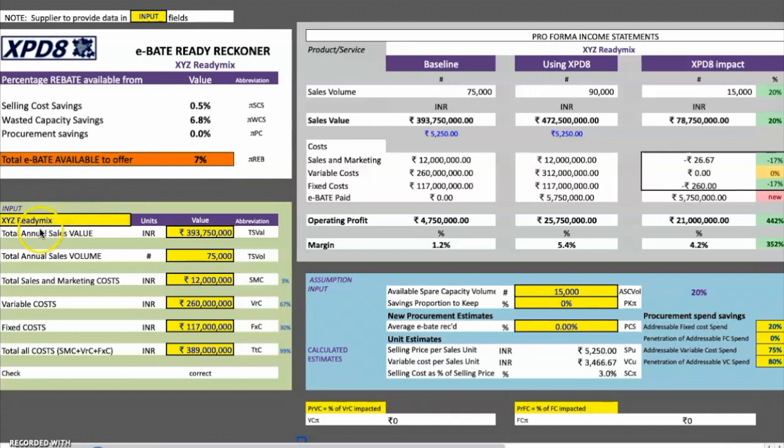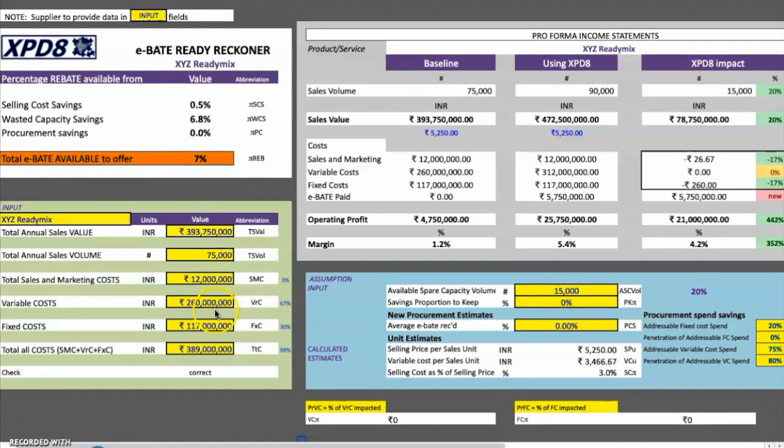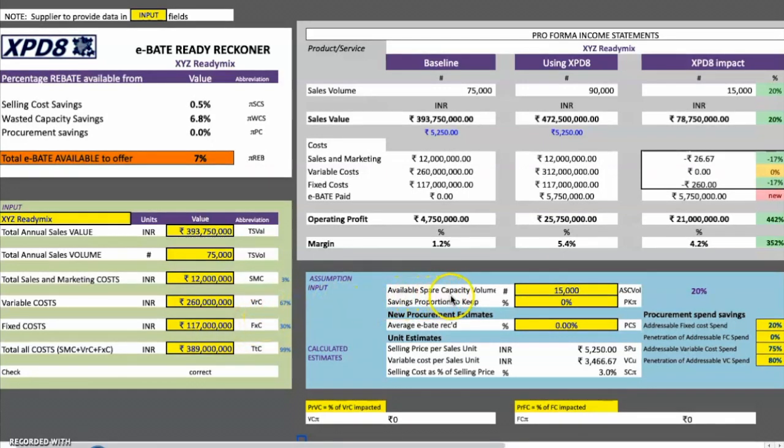It is assessing what eBate it can afford to offer over a 12-month period. It fills in the yellow input boxes to simulate what a potential eBate offer could look like. It simply inputs data on its annual sales in terms of both the value and the volume, and the sales and marketing, variable and fixed costs incurred over that same period of time. It then assesses its unused capacity or its target additional capacity.